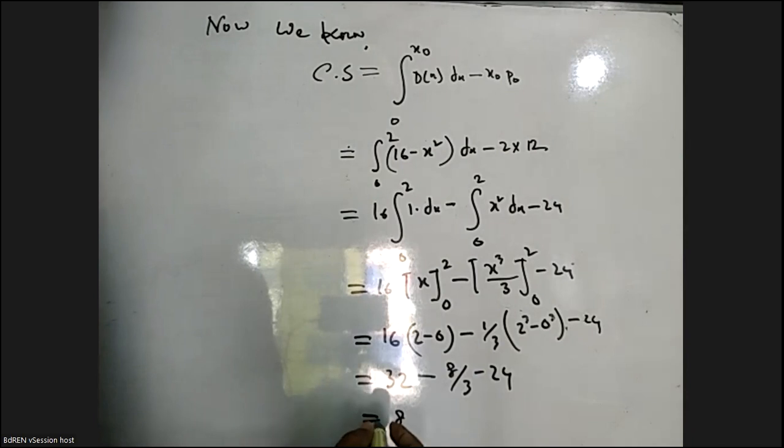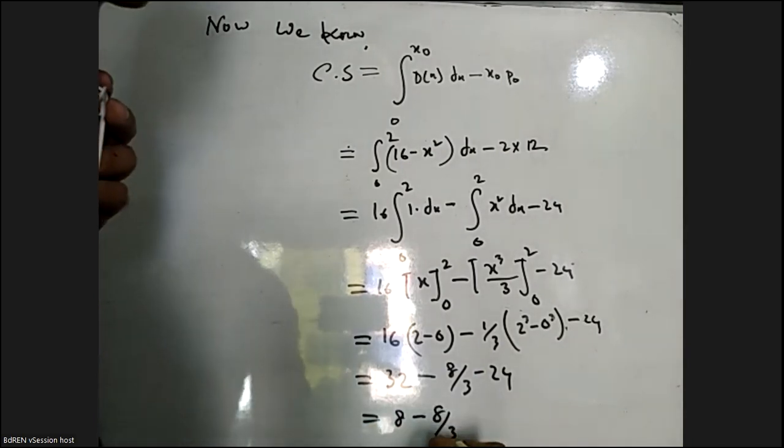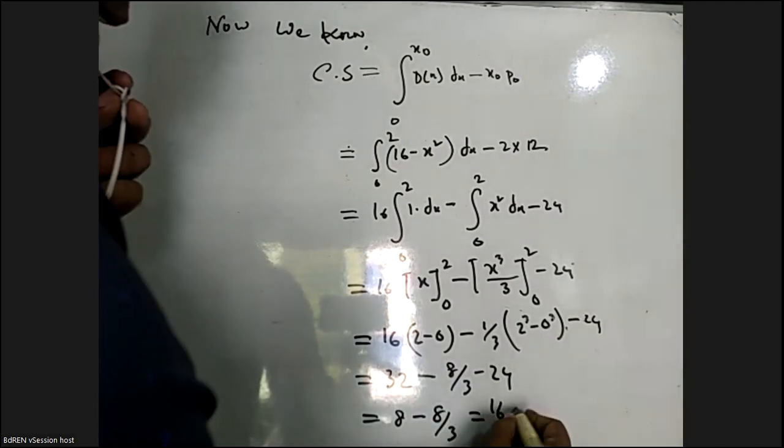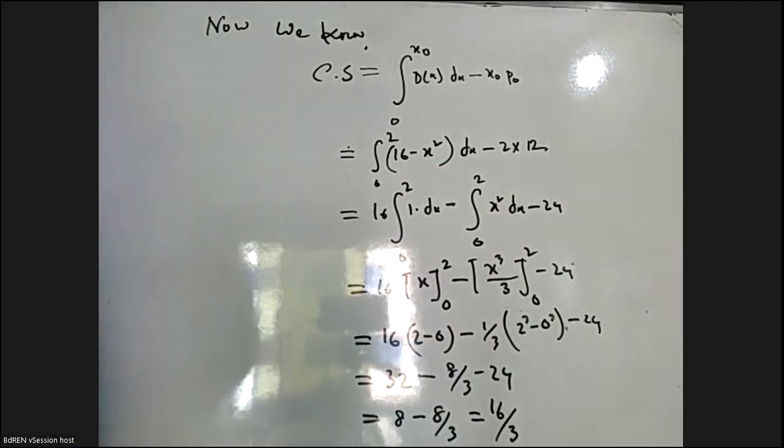8 minus 8 by 3 gives 16 by 3. This is actually the consumer surplus for us, and approximately it can be written as 5.33.